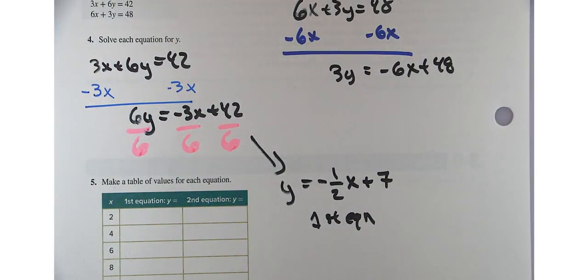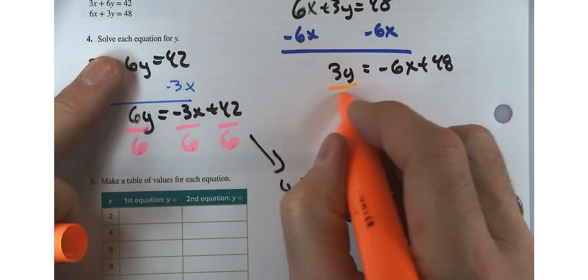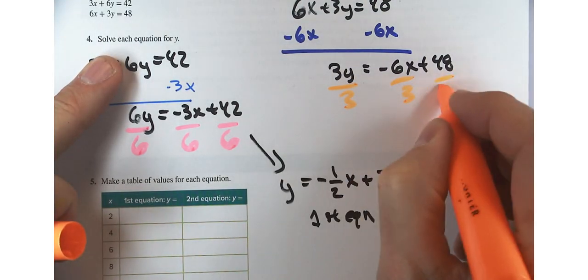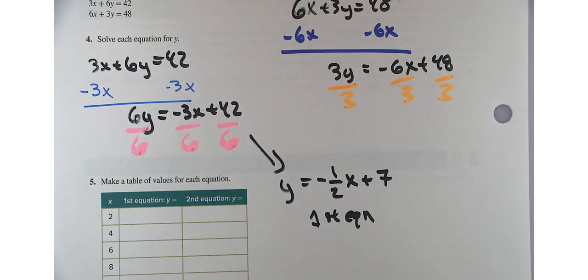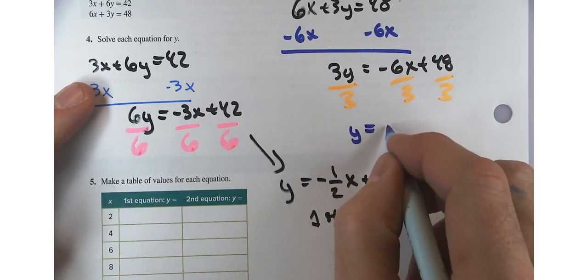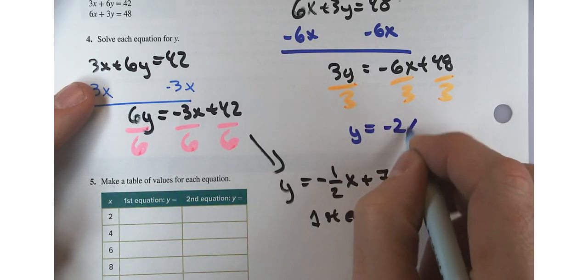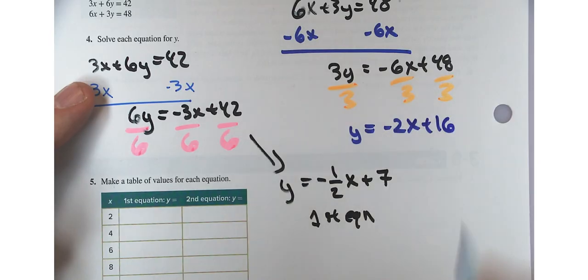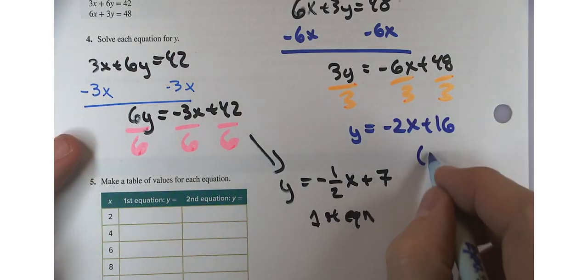Skylar? Yeah, divide by 3. Notice everything gets divided by 3, even if it doesn't go in evenly like it didn't in the last one. So that's going to leave me with y equals what? Negative 2x plus 16. So that's my second equation.